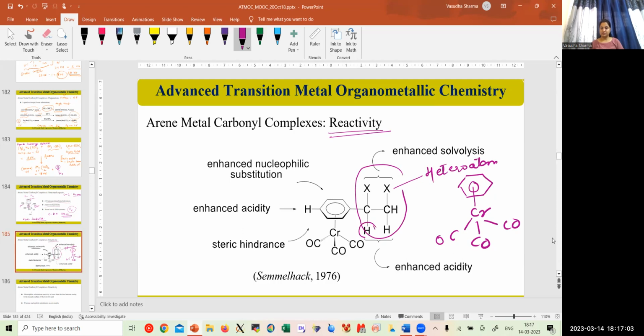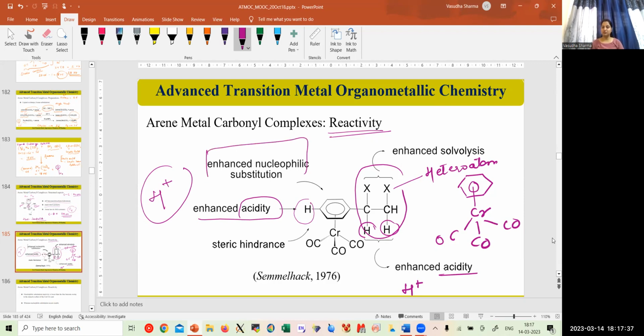And these hydrogens over there, they are acidic in nature because of this arene being attached with the metal. So because of that, it is having an enhanced acidity. That means it can easily be lost as H positive. Similarly, the H which is directly attached to the arene is even having more enhanced acidity. That means it can easily be lost as H positive. These are the reactivity aspects of the proton. Now we will talk about the carbon of this arene.